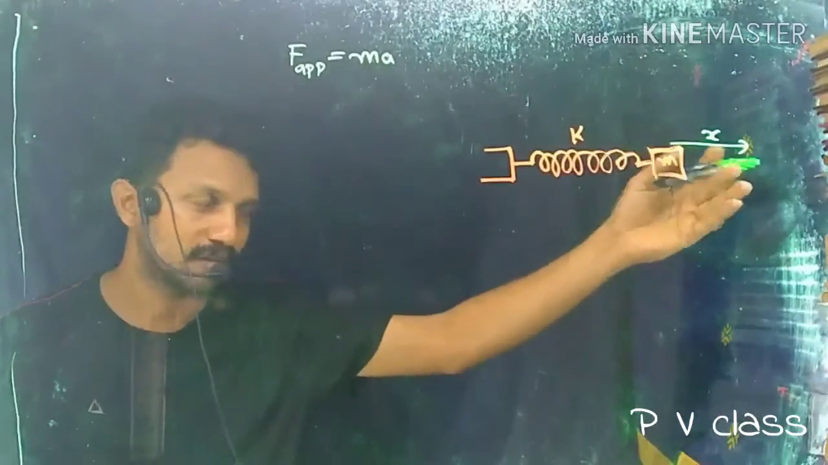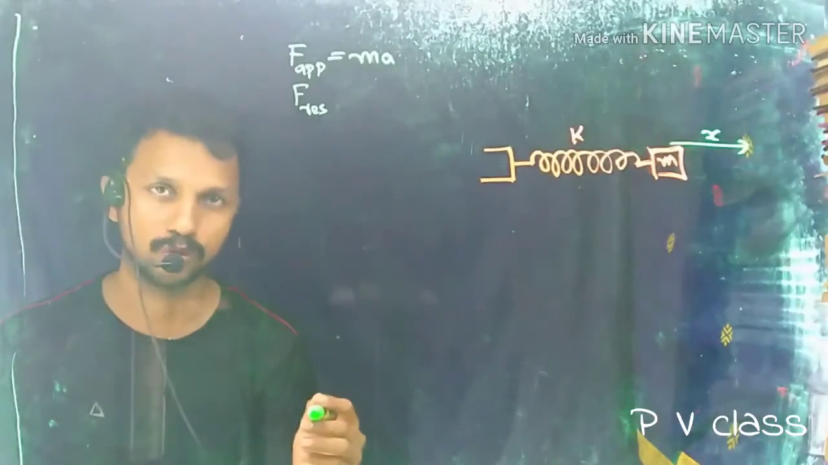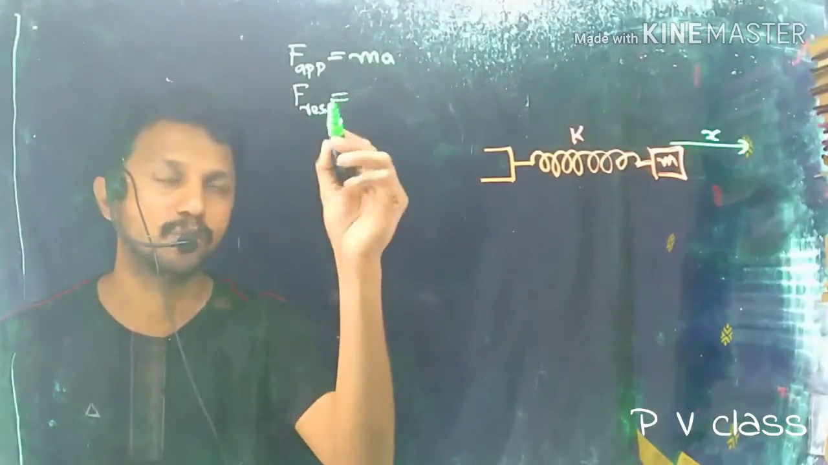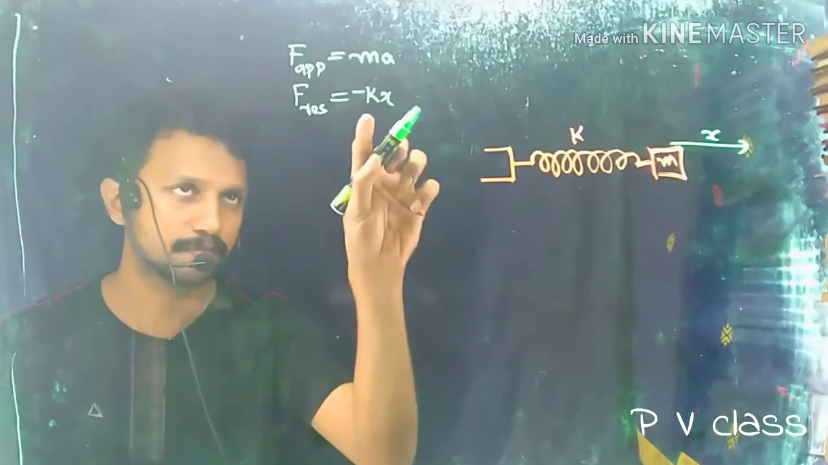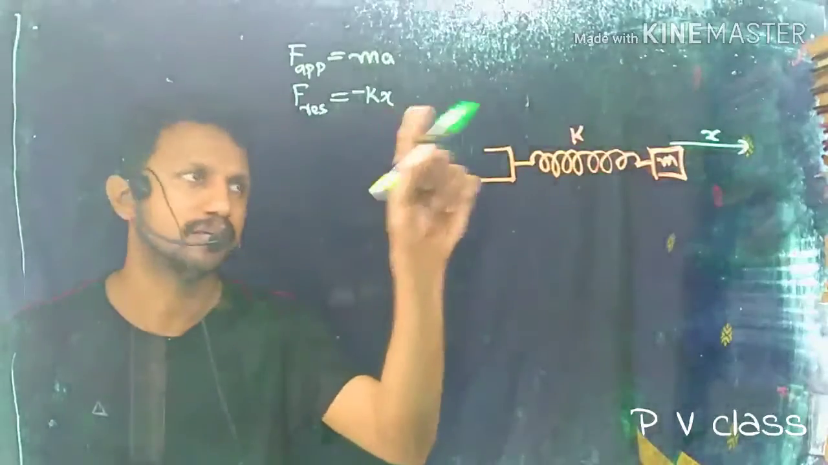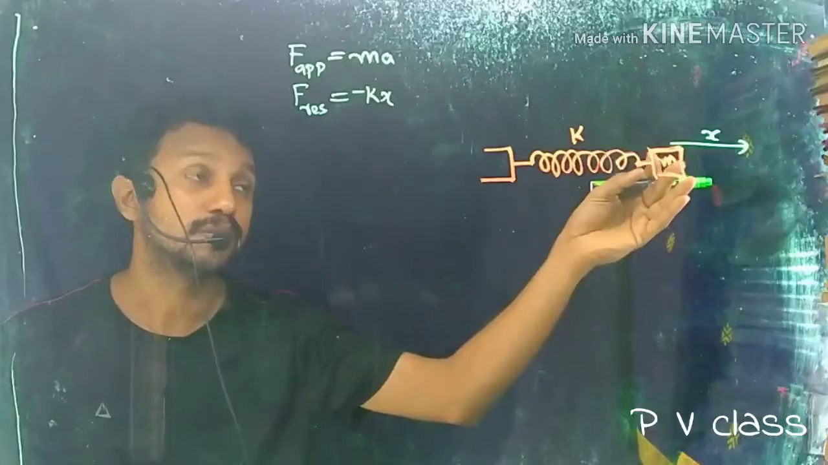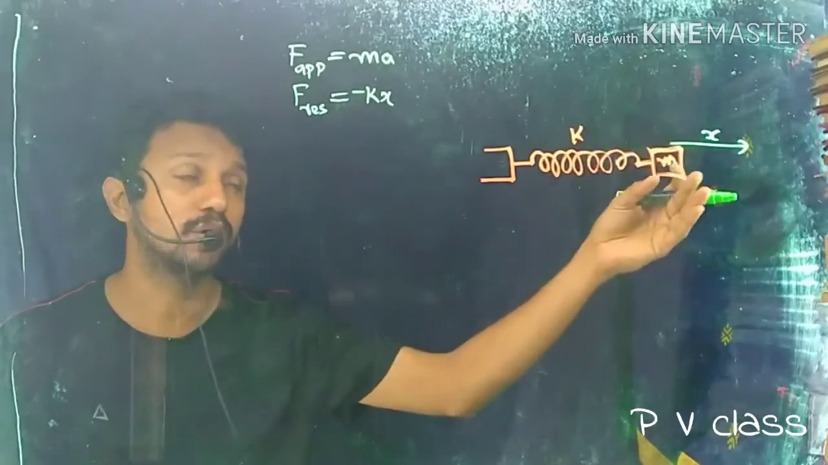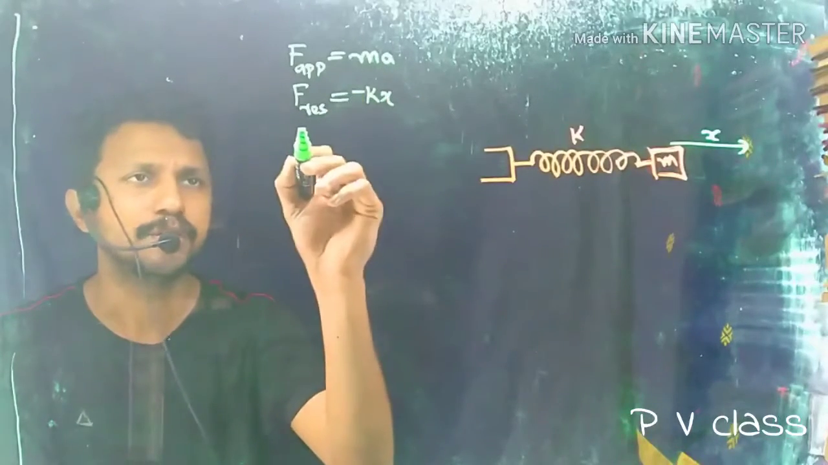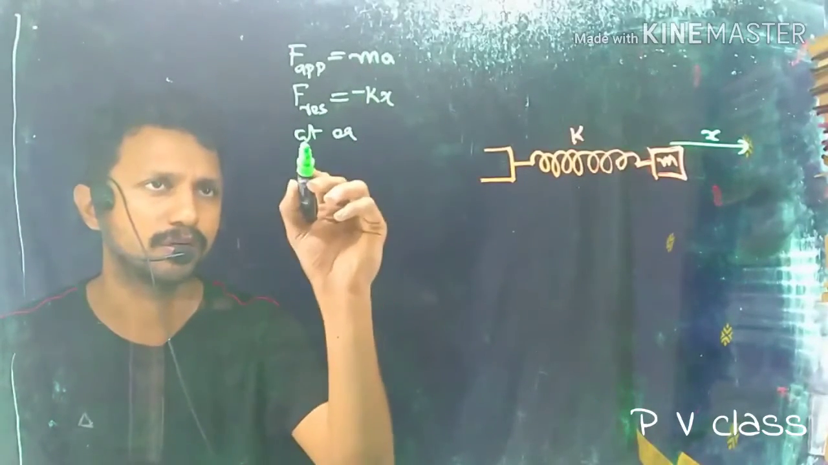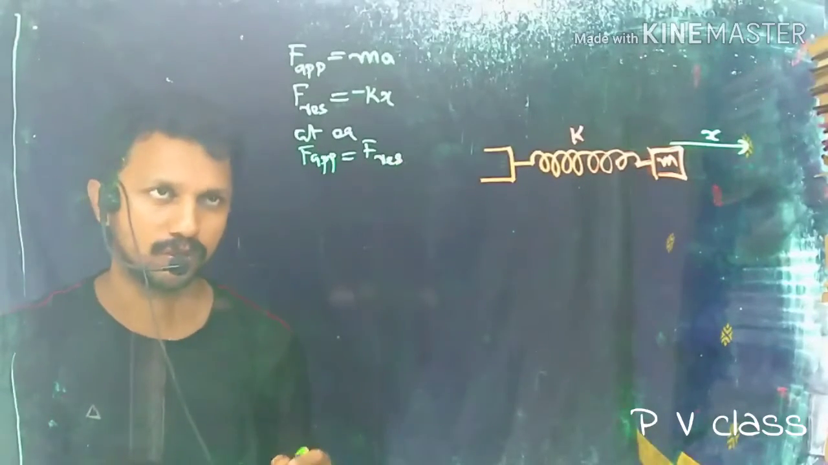The spring will return back because there will be a restoring force on the spring. As we have learned in our work, power and energy, we know the restoring force will be minus kx. K is the spring constant, x is the displacement. The negative sign indicates that the restoring force is in the opposite direction of displacement. Therefore, at equilibrium we could write applied force is equal to restoring force.